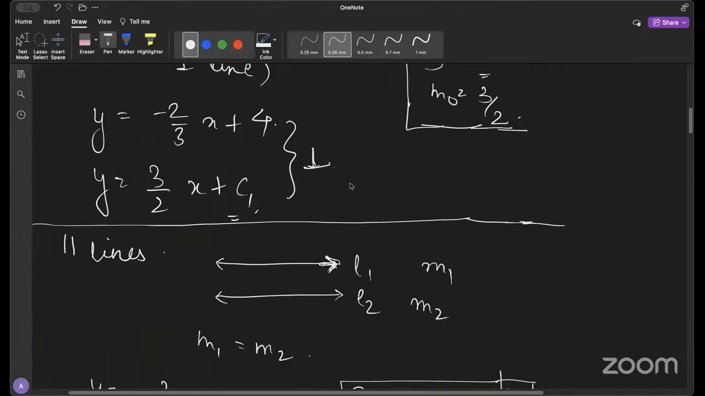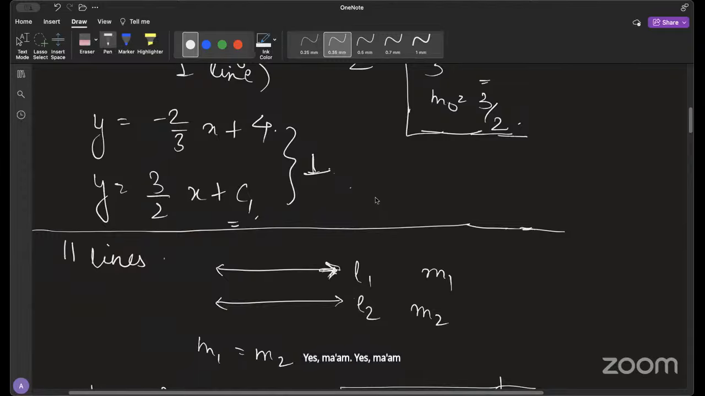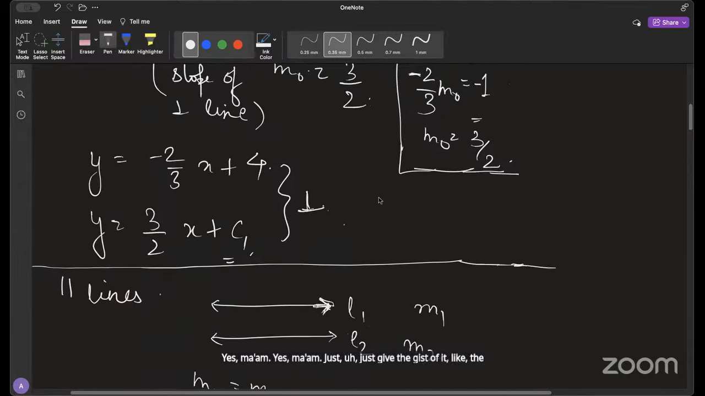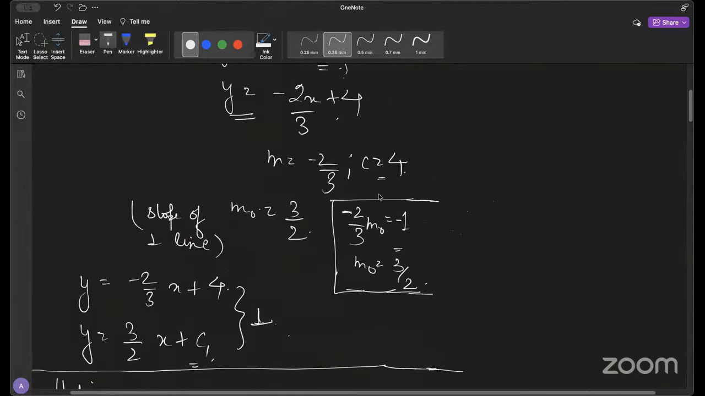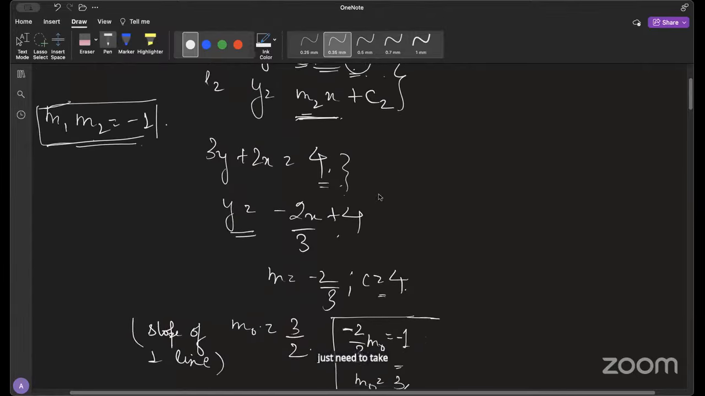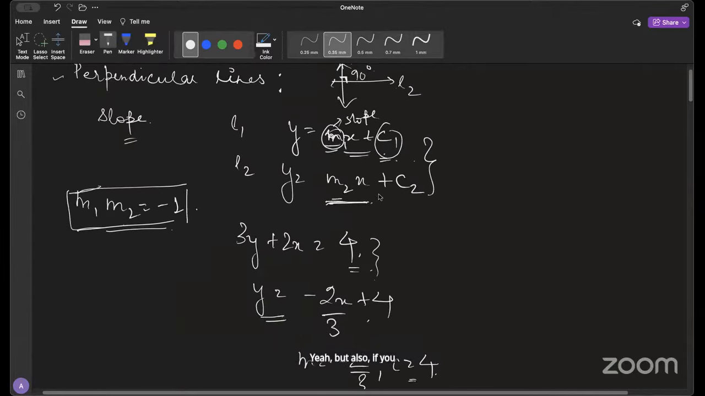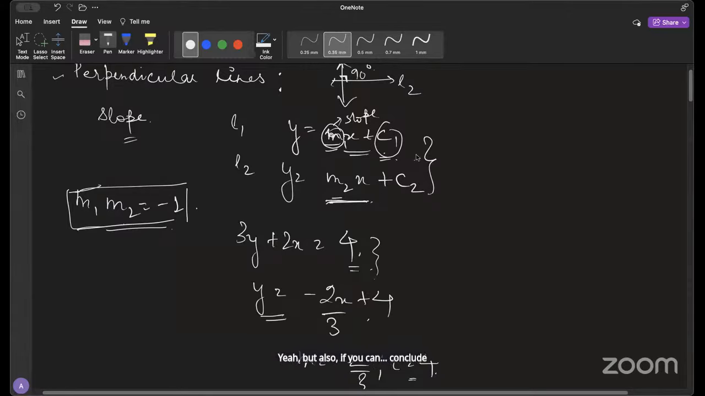Just give the gist of it, the conclusion of it. If you have it in slope-intercept form, you just need to check for this thing. And if it's not already in slope-intercept form, then convert it into slope-intercept form. And you just need to make sure that the slopes of both the lines, when multiplied together, give you -1.